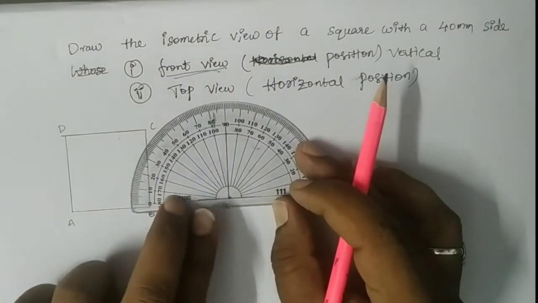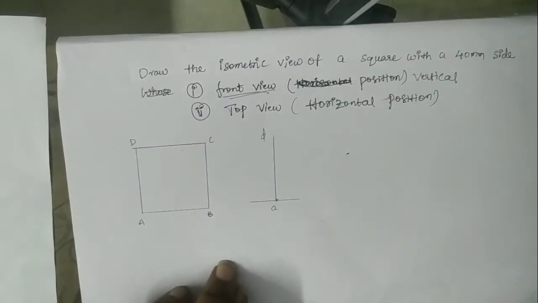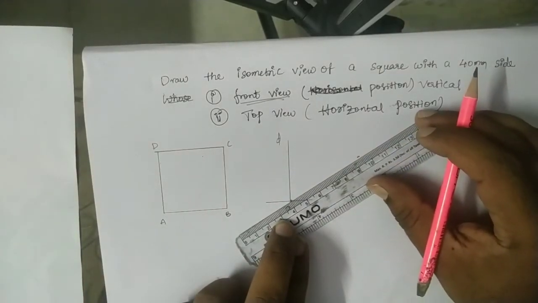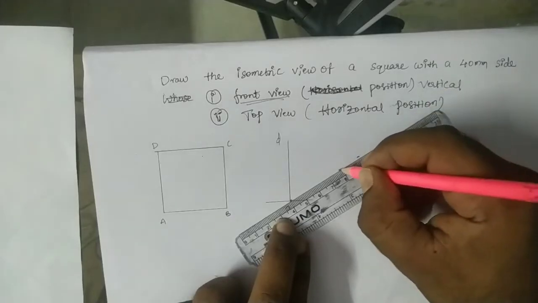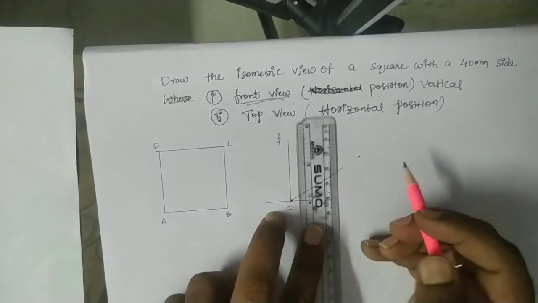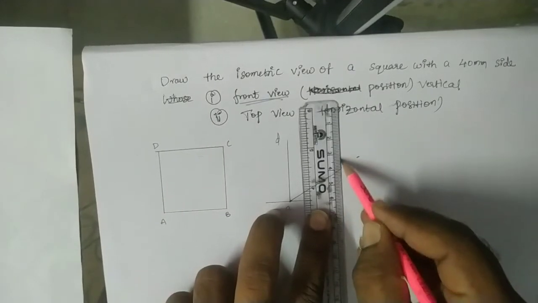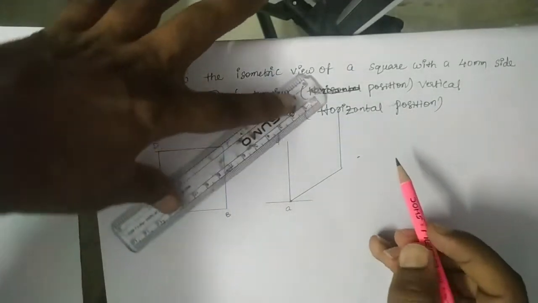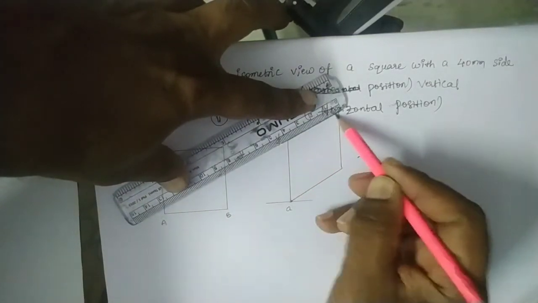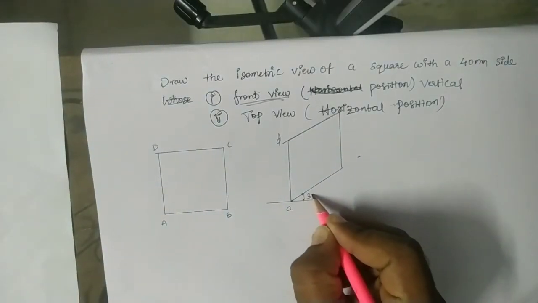After that, measure 30 degrees and draw a line from the horizontal line, take 40 mm and draw a line at 30 degrees with the baseline, and draw 40 mm in vertical position. This line is parallel to AD. Join from here to here. So this is the vertical position of the square plane in isometric view.